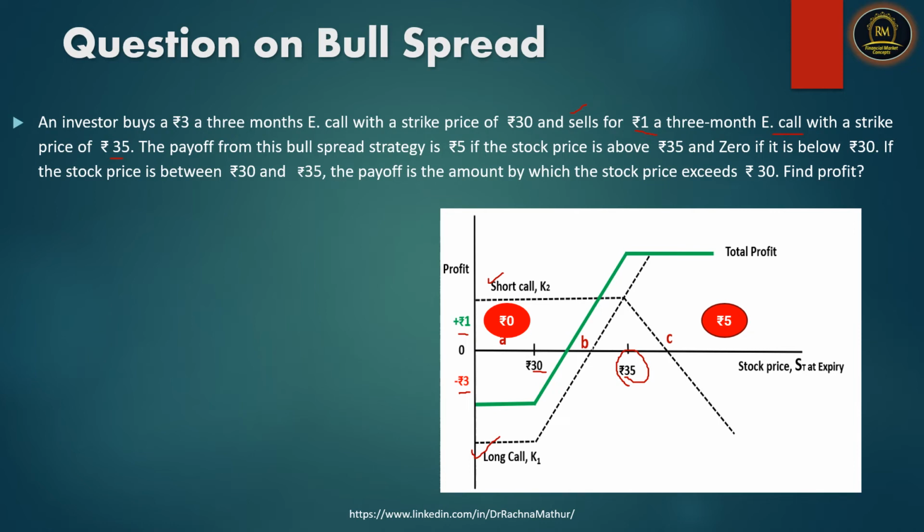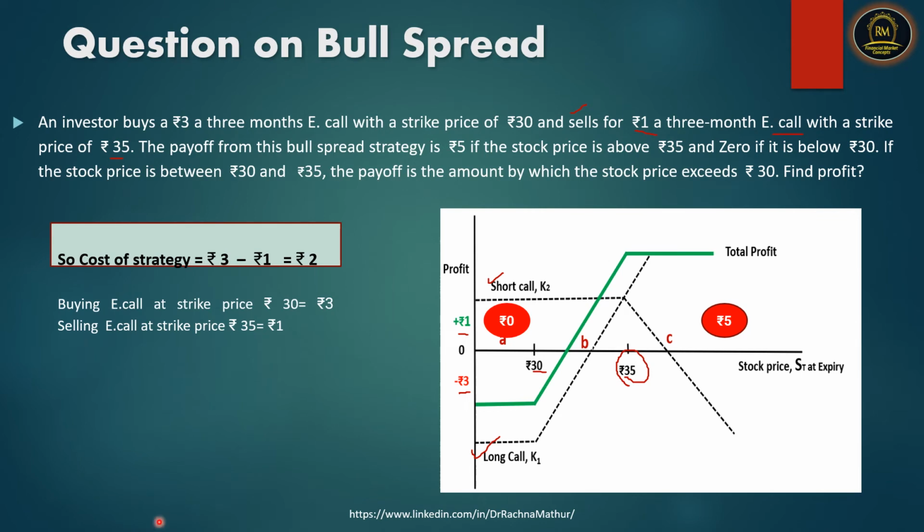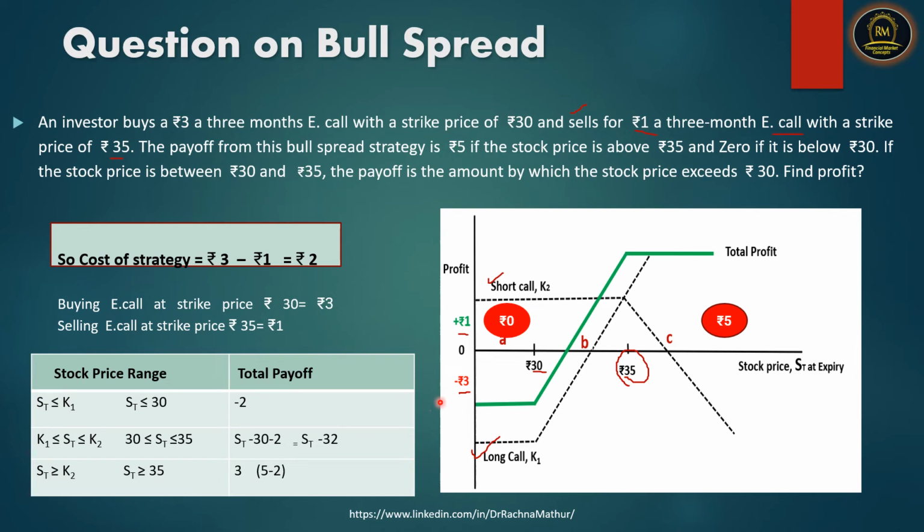First of all, we have to find out the cost of making this strategy. The cost is rupees 2. Why? Because for buying a European call at a strike of 30, we paid 3 rupees, and for selling a European call, the short call, at a higher strike of 35, we received 1 rupee. So our total cost of making this bull spread strategy is 2 rupees. Now let us see the payoff table, which will show the profit for the 3 probable positions of the stock price at expiry.